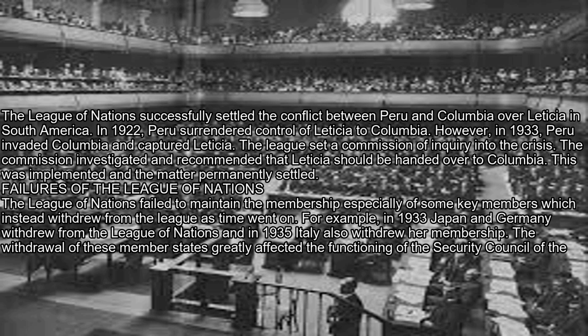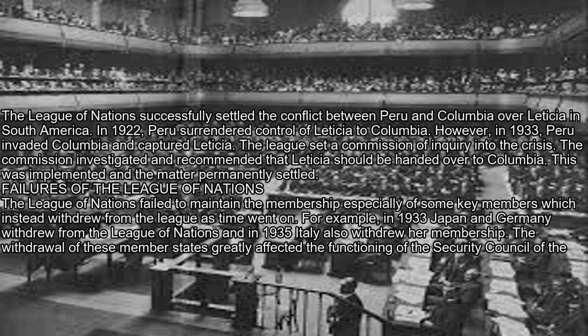Failures of the League of Nations. The League of Nations failed to maintain the membership, especially of some key members, which instead withdrew from the League as time went on. For example, in 1933 Japan and Germany withdrew from the League of Nations, and in 1935 Italy also withdrew her membership.